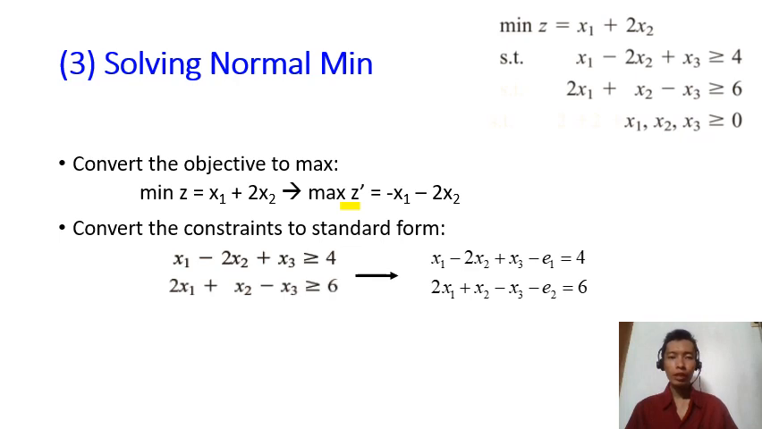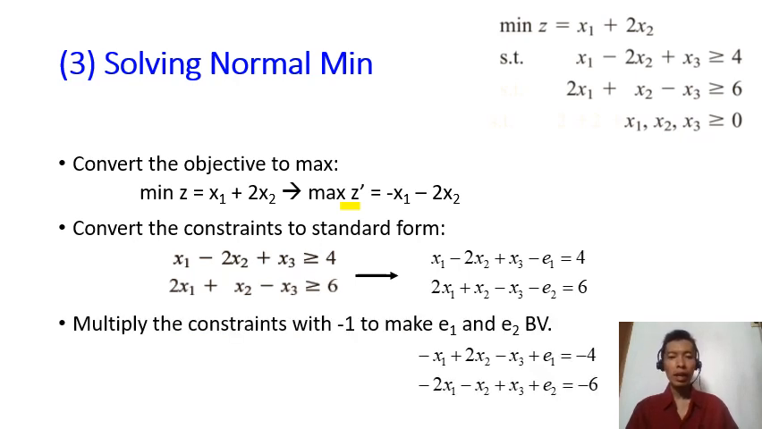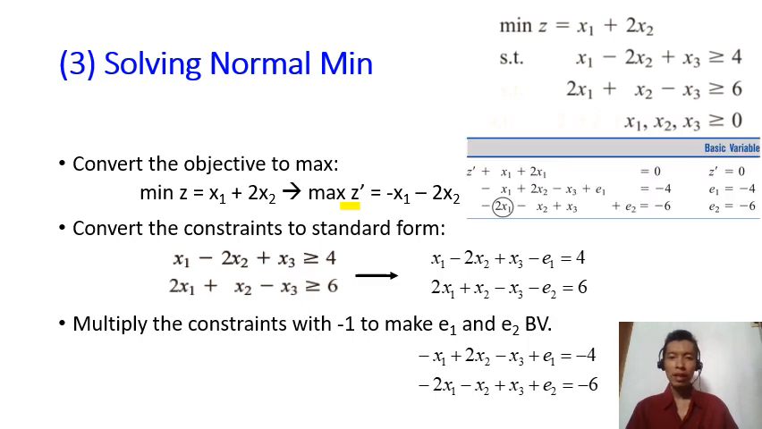And then we convert the constraints to standard form, minus e1 for the first constraint, minus e2 for the second constraint. And then we multiply the constraints with minus 1 to make e1 and e2 basic variables. So when we put everything in the table, here's the initial table, we see that we have the correct basic variables, e1, e2, they are both in canonical forms.